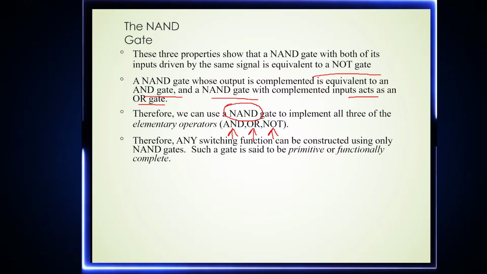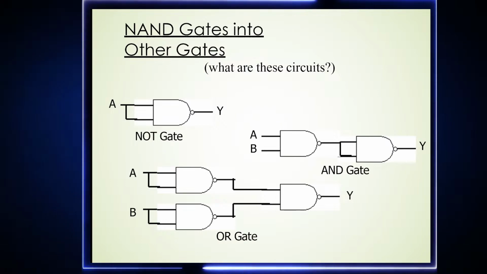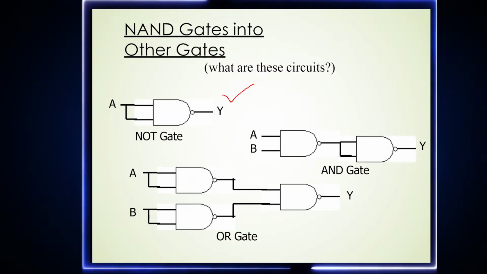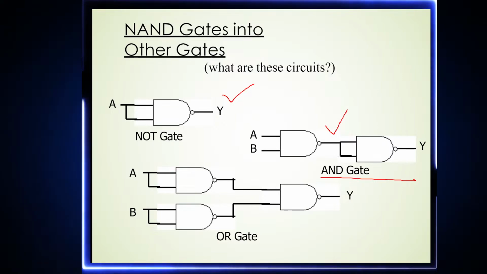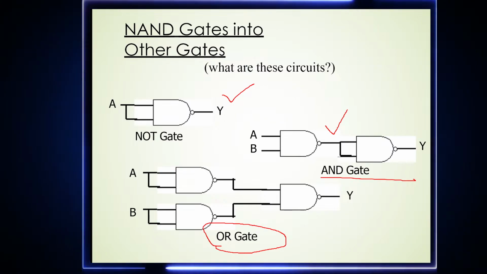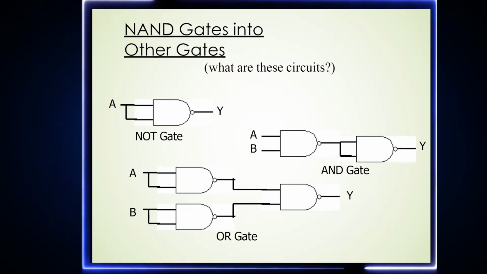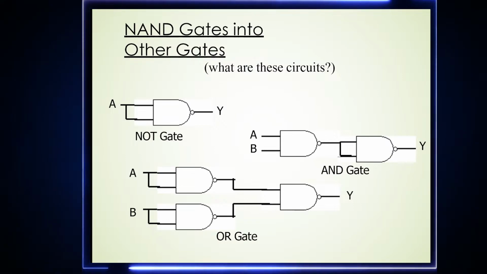Let's see. Yes, you can see over here using the NAND gate, we have constructed the NOT. Using the NAND gate, we have constructed an AND, and using the NAND gate, we have constructed OR. Take a screenshot of this or just draw these circuits in your notebooks for future reference, because while simplifying these circuits we might require this.